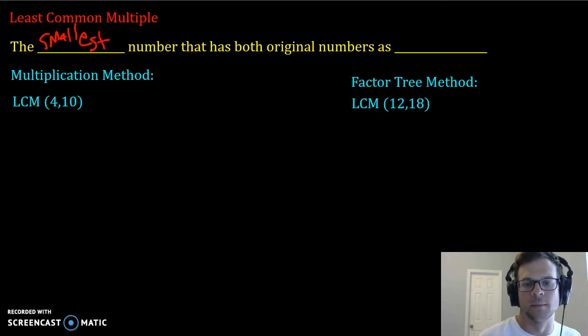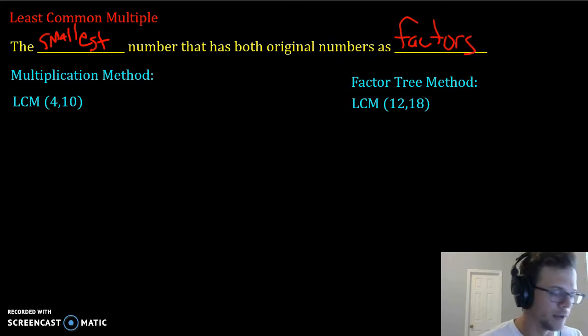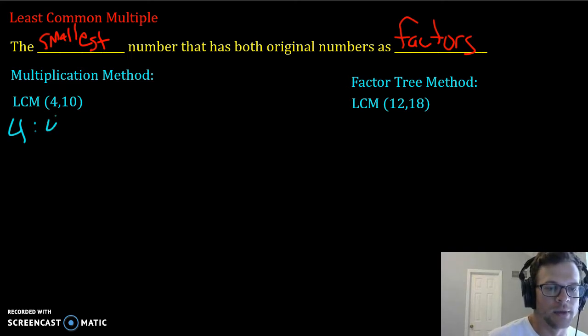The smallest number that has both original numbers as its factors. So it's like your GCF, but you're going in the opposite direction. And there's two different ways that I'm going to show you how to find least common multiples of these numbers. So there's the multiplication method, where you take your number and you list all of the multiples of that number. So you're going to take that number times 1, then times 2, then times 3, then times 4, etc., until you get a substantial amount of those numbers.